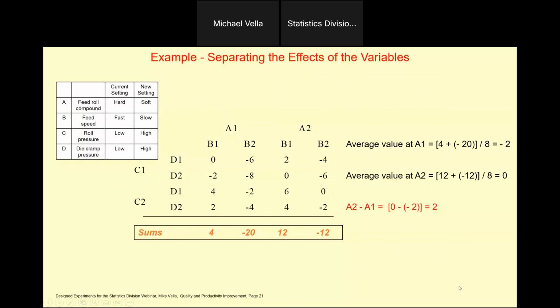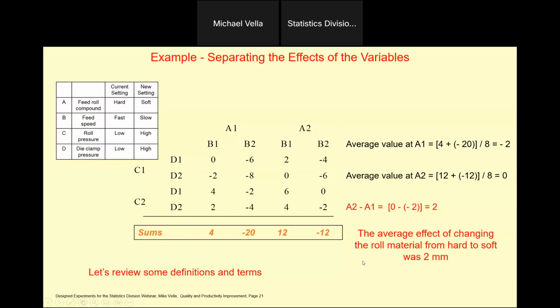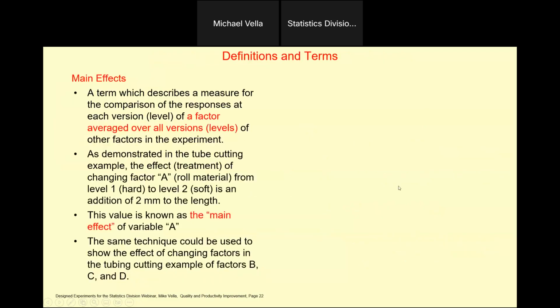I'm going to move my little box and see, if you just will, the average value at A1, take a look at the column 4, plus minus 20. The average level A2, 12 plus minus 12. So A2 minus A1, so the average effect there is 2. So the average effect of changing roll material from hard to soft was 2 millimeters. But before we proceed, let's review some definitions and terms.